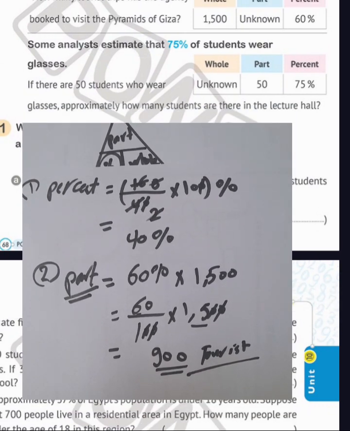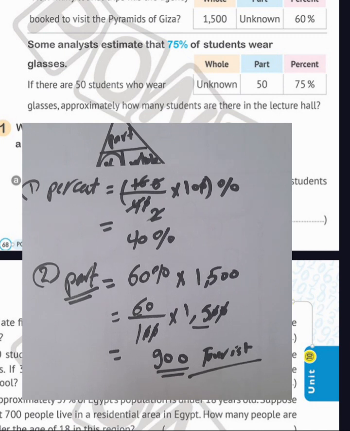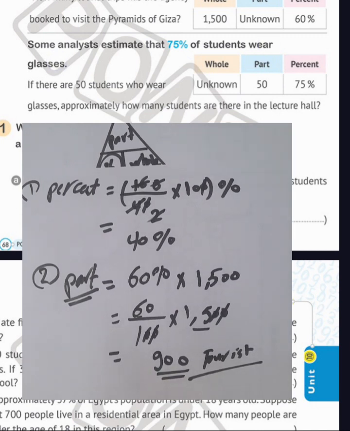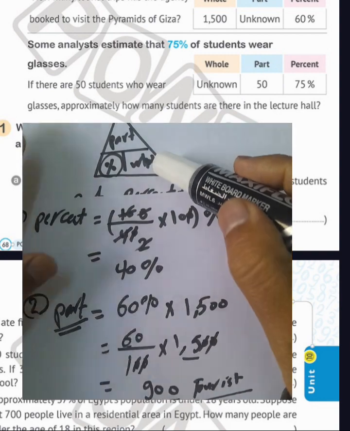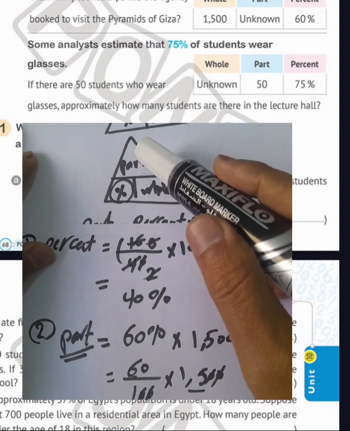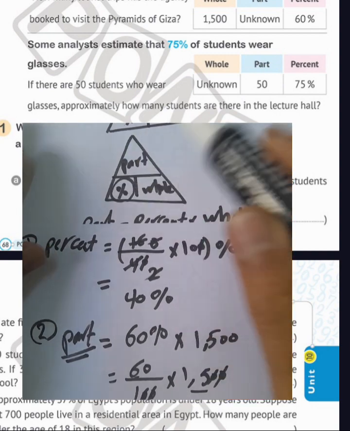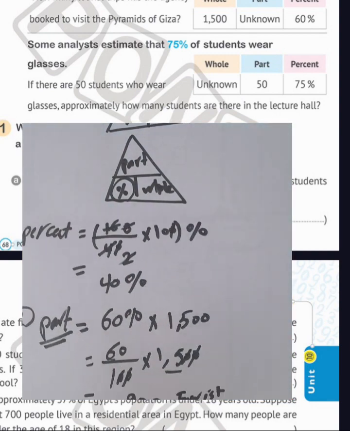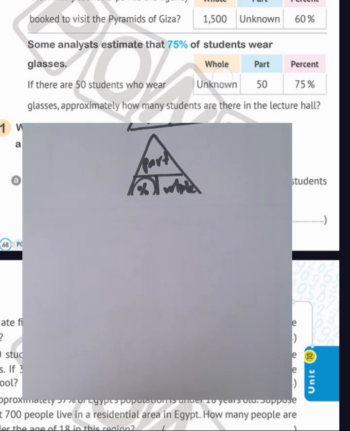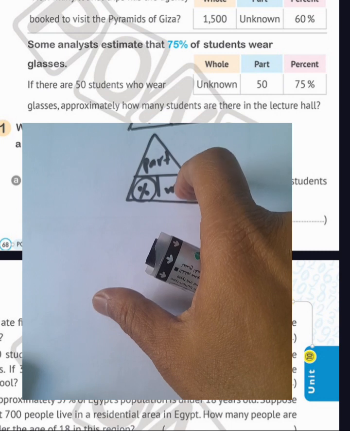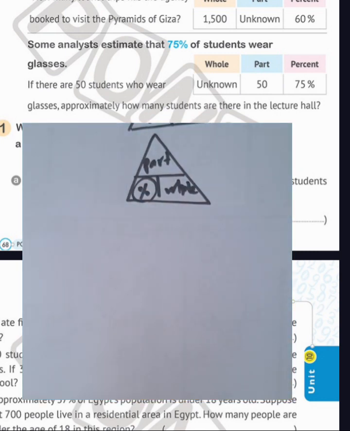Some analysts estimate that 75% of students wear glasses. In the class, 75% of the students wear glasses. What do we want to find? The whole number. To find the whole, you must write the number in the part divided by the percentage, right? In this example we want to find the whole in the table. To find the whole number, you must write the part divided by the percent.